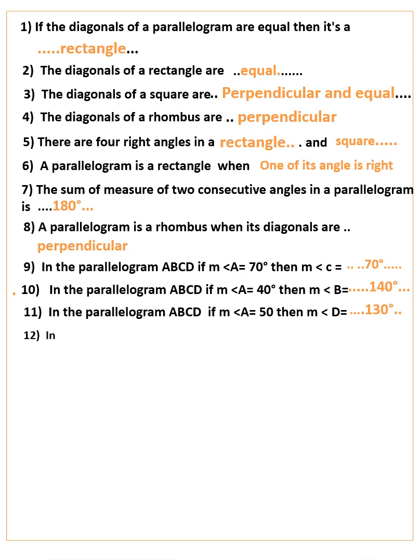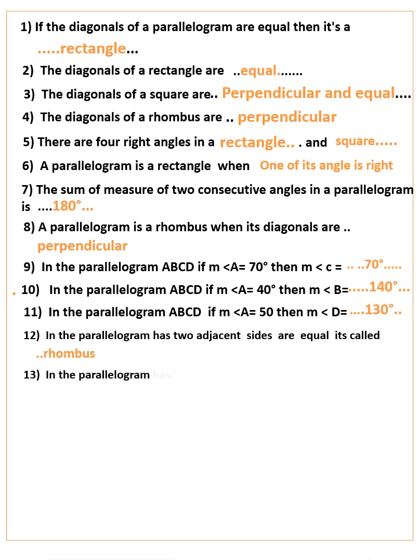Number 12. A parallelogram has two adjacent sides equal. It's called what? Two adjacent sides equal means all sides are equal. Which quadrilateral has equal sides? Only a rhombus.